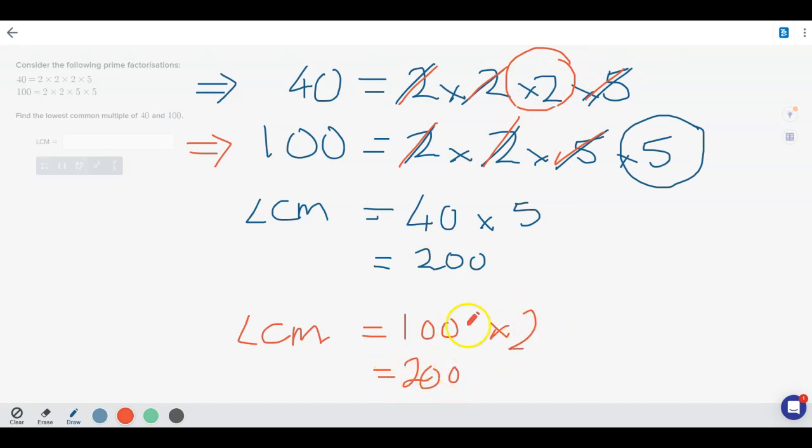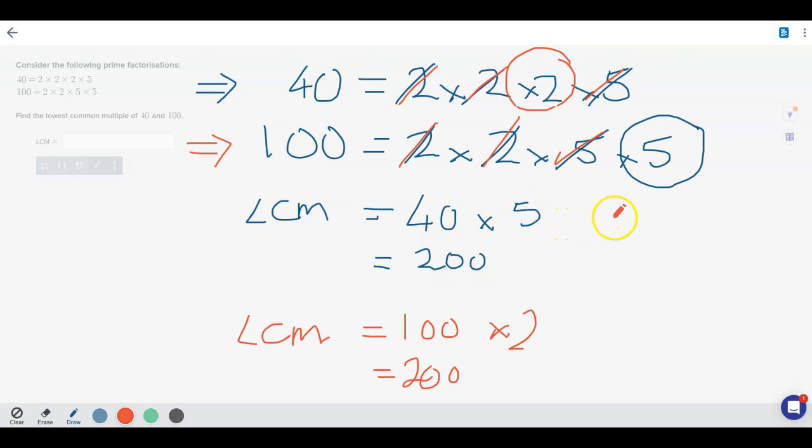So we can see that it doesn't matter which number we went with, we end up with the same answer, being 200. But the important part is to pick one number that you're working with, in this case 40 or 100, and find what factors are not being used in the others, what are not common in the other list. So if we're using 40, we're finding what's not common in 100. If we're using 100, we're finding what's not common in the 40, and those will then give you the lowest common multiple.